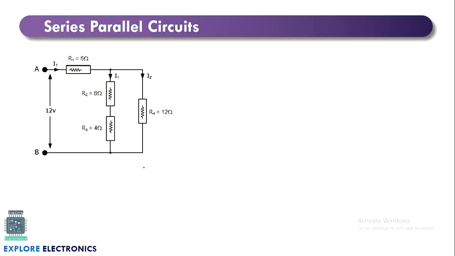Next, series parallel circuits. In series parallel circuits, we will have some components connected in series. You can observe here these two are connected in series, and the equivalent of these two will be connected in parallel. To analyze these circuits, first we need to write the equivalent of these two. We need to simplify this complex circuit into its simplest form by writing the equivalent circuit.